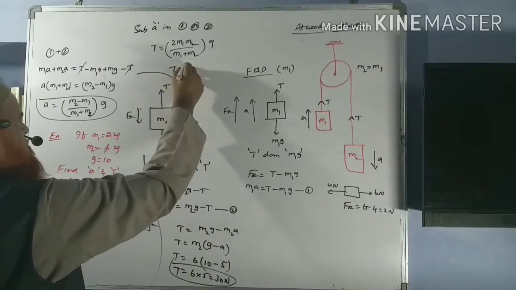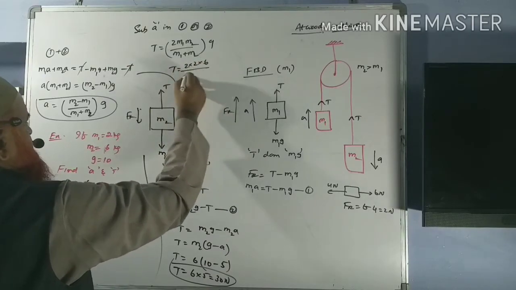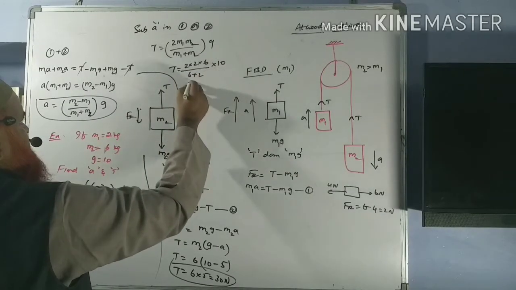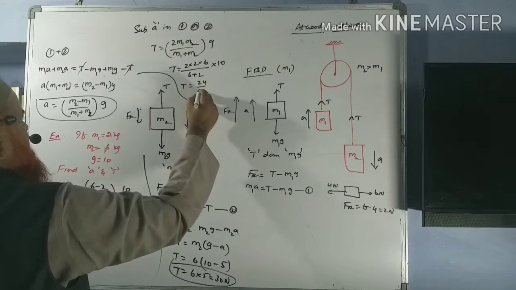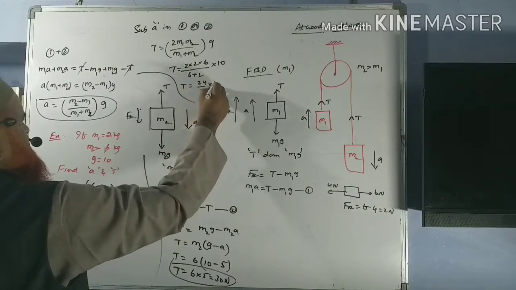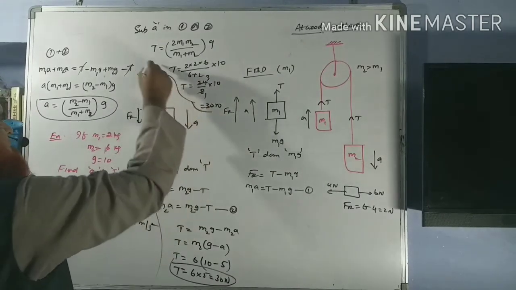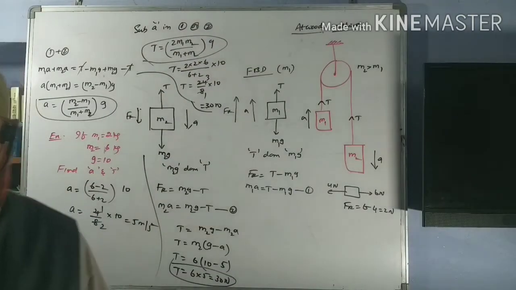Then we're getting T is equal to 2, M1 is 2, M2 is 6, by M1 plus M2, 6 plus 2, into G is 10 here. So T is equal to 4 sixes are 24, and this is 6 plus 2 is 8 into 10. 8 threes are 24. Therefore getting 30 newtons like this also. So this is a shortcut formula you can take here. So this is about the Atwood's machine.